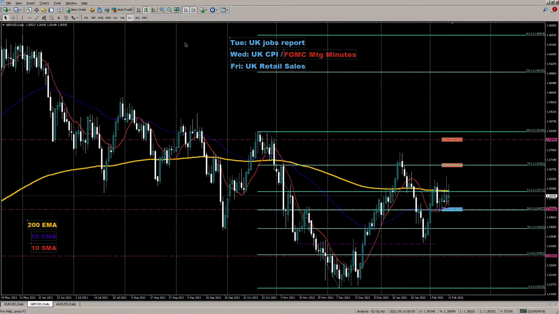Let's move on to the cable, and already we can see the cable has moved into consolidation for the week. After a strong bullish move and a pullback retracement, it has climbed up into a consolidation area here. So it's around the 62 Fib retracement, and the daily is caught between the daily 55 and the 200 EMA.